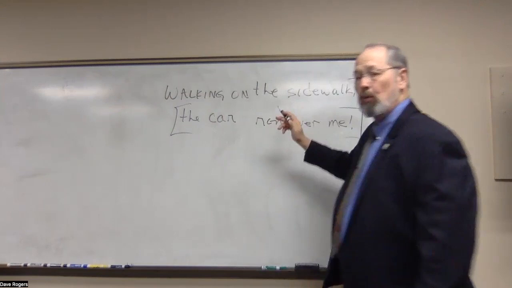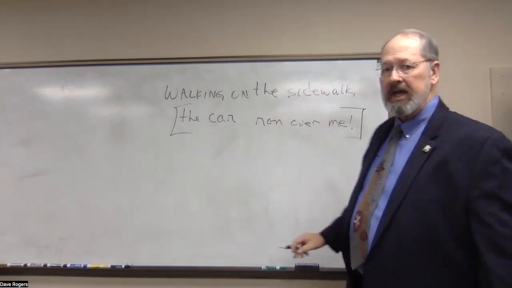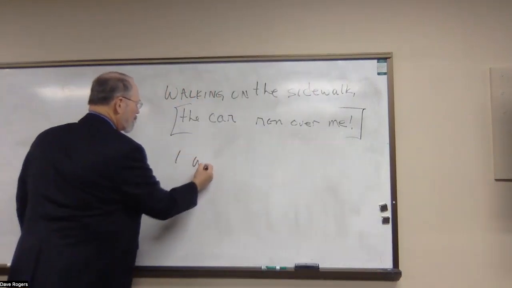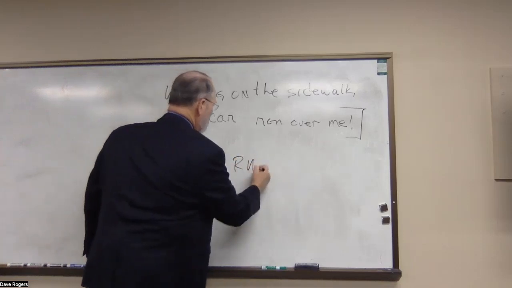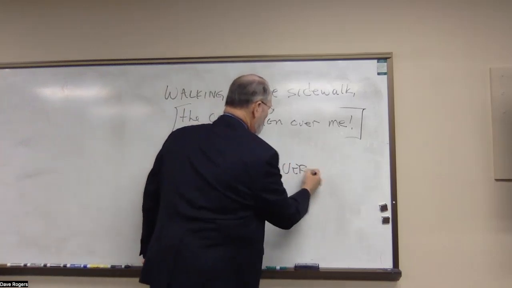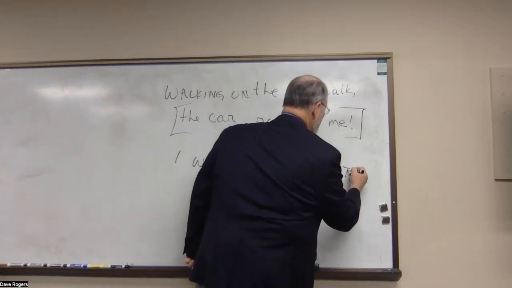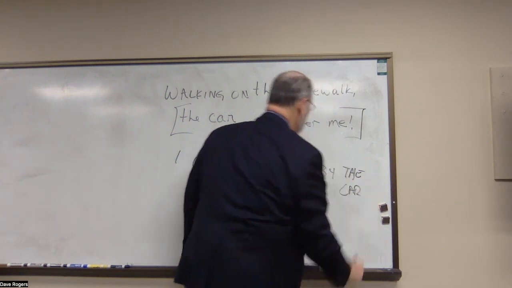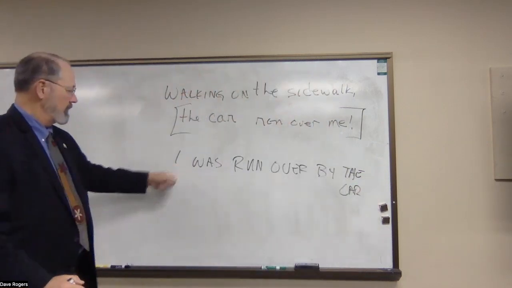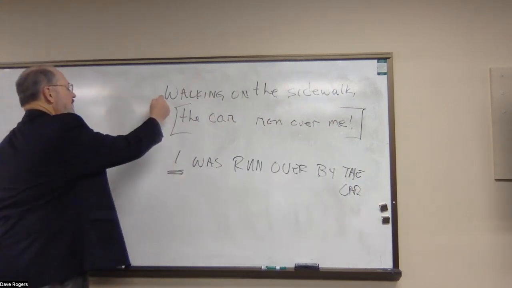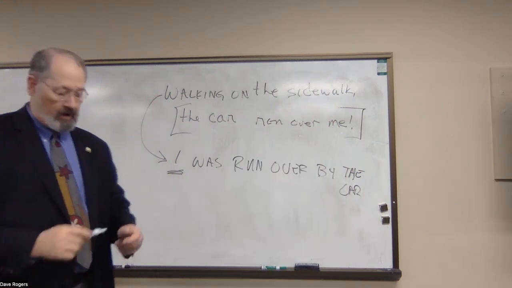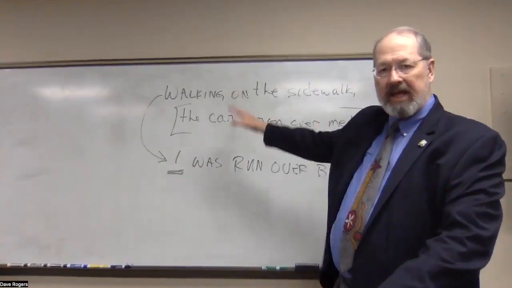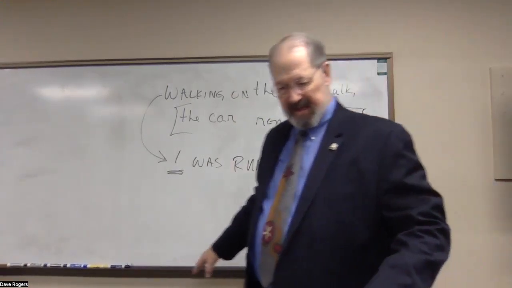So this should not say, walking on the sidewalk, the car ran over me. It should say, walking on the sidewalk, comma, I was run over by a car, or the car. Walking on the sidewalk, I. Here's the subject now, and now the verbal phrase, the introductory phrase, now it applies to me. Now it makes grammatical sense.